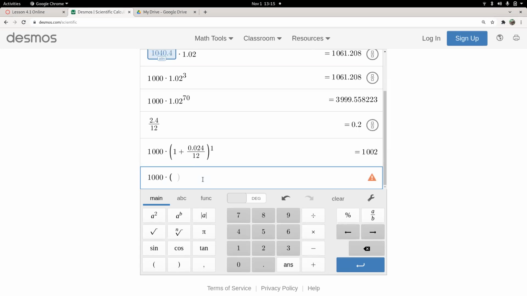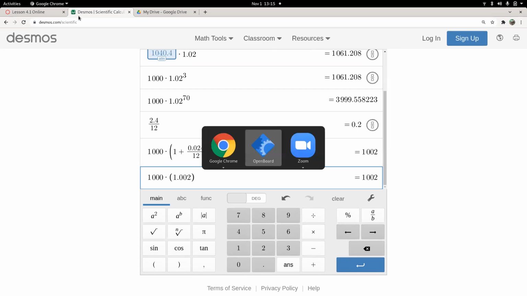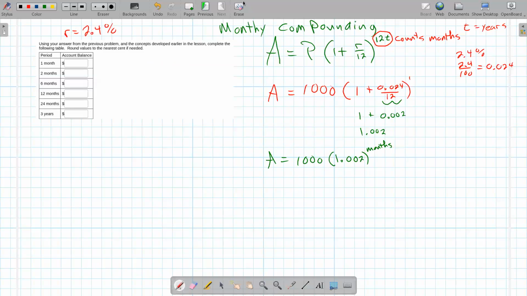1,000 times 1.002 to the power 1 doesn't change anything. Notice I get the same amount there. Now, I don't know if anyone's having this confusion here. Here I said to use 12t, but here I just put in a 1. Right? So why did I do that? The 12t counts months. That's one reason why. So if that makes sense to you, then move on and ignore me.